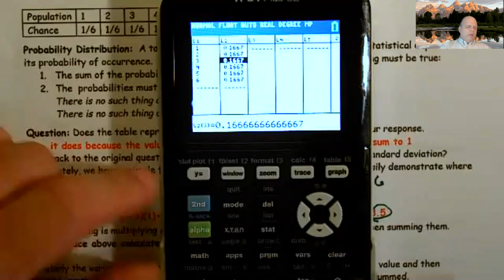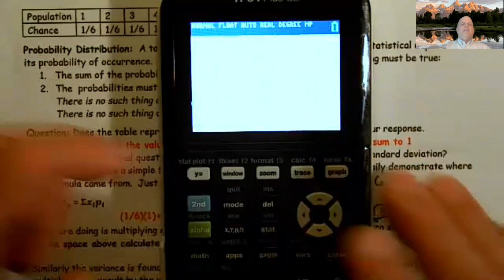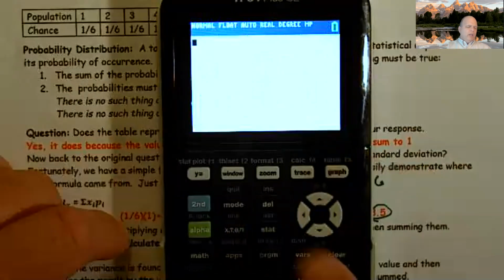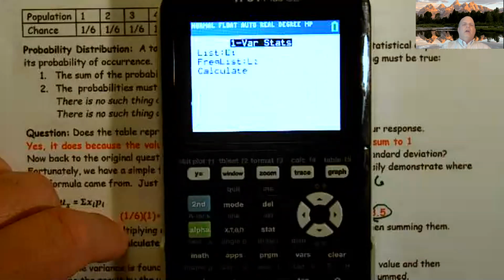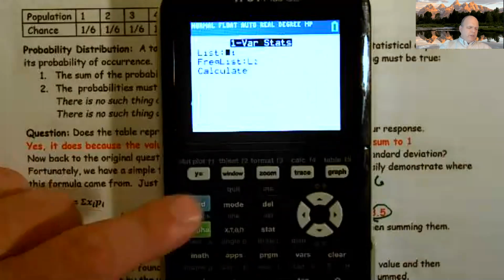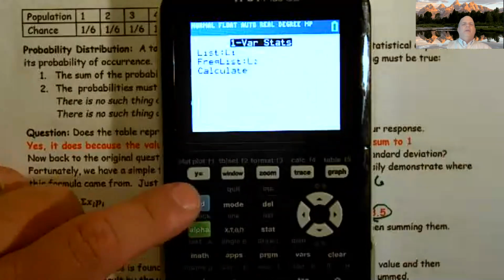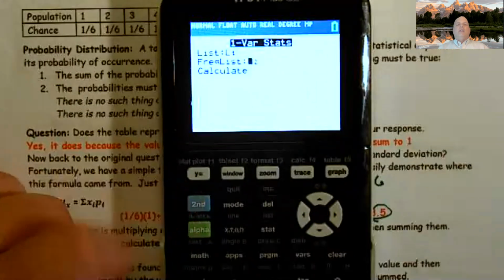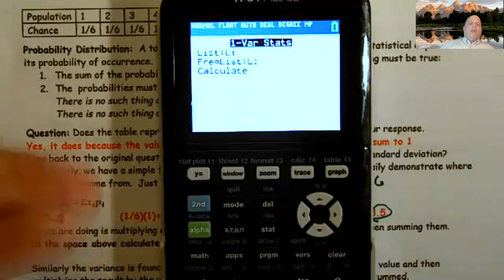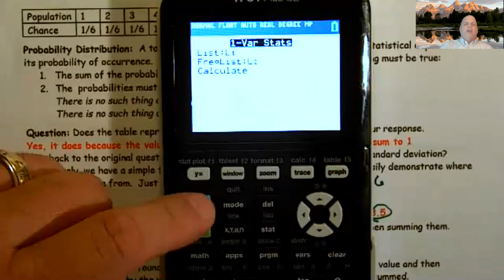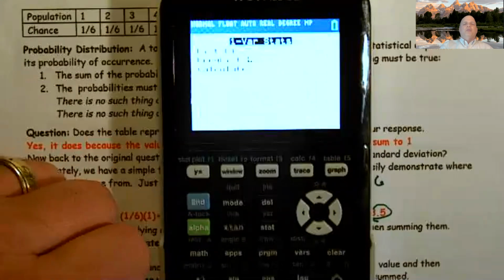So at that point, I can leave that, second quit, and I can go Stat, Calc, One Variable Statistics. My X list is L1, so second one. And then I do have a freq list. My freq list is my frequency. And my frequency for all of those was put into L2, so I press second, followed by the number 2.